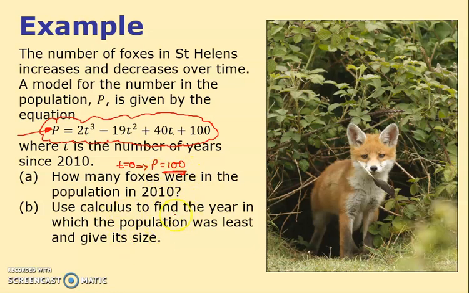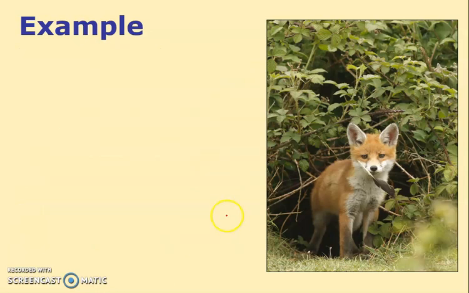Use calculus to find the year in which the population was least and give its size. Now, first of all, notice the word calculus. Calculus is a posh way of saying you're going to use dy by dx. And the second thing I'd say is this time it wants to find the least amount.